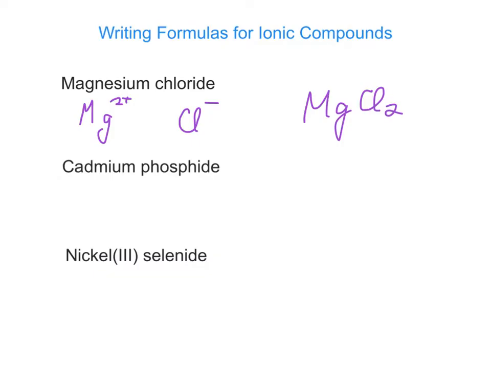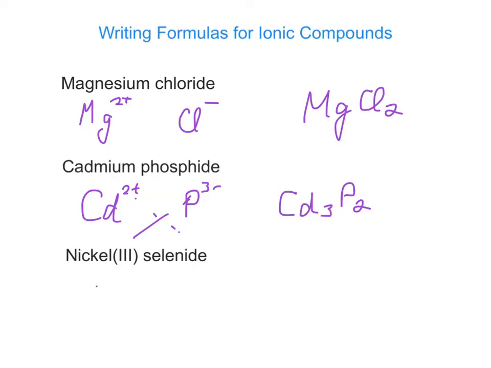So cadmium is a transition metal. It's one of the few exceptions, the one we have to remember, that it has a 2+ charge. And then phosphide, that's from phosphorus. You'll find it right under nitrogen. So it has a 3- charge. So we're going to go ahead and crisscross those, right? And we'll get Cd3P2. So that's cadmium phosphide.